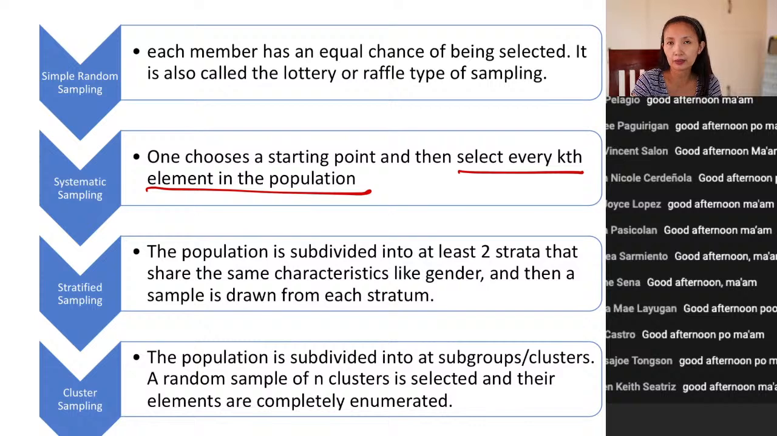Strata, okay, from the word stratum. So the population is subdivided into at least two strata that share the same characteristics like gender. Then a sample is drawn from each stratum. So for stratified, the population is subdivided into groups, and each group is called stratum. And then from each stratum, samples are selected.